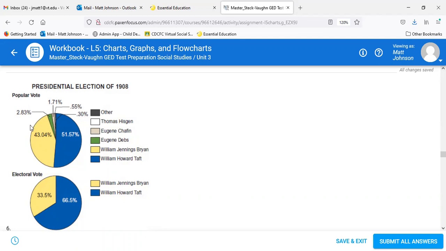And at the bottom, we have the electoral vote. Each state has the popular vote, and then it's calculated to determine how many electoral votes the candidate wins. In this case, Taft received 66.5% of the electoral votes, and William Jennings Bryan received 33.5%. So of course, Taft became president. And again, none of the other candidates won any electoral votes. They did not receive enough of a popular vote in any of those states. And if we added those up, real simple, 33.5% plus 66.5% gives us 100%. Okay.